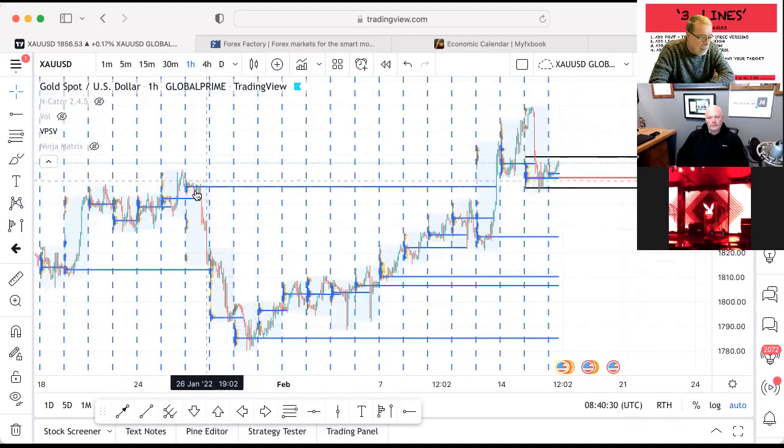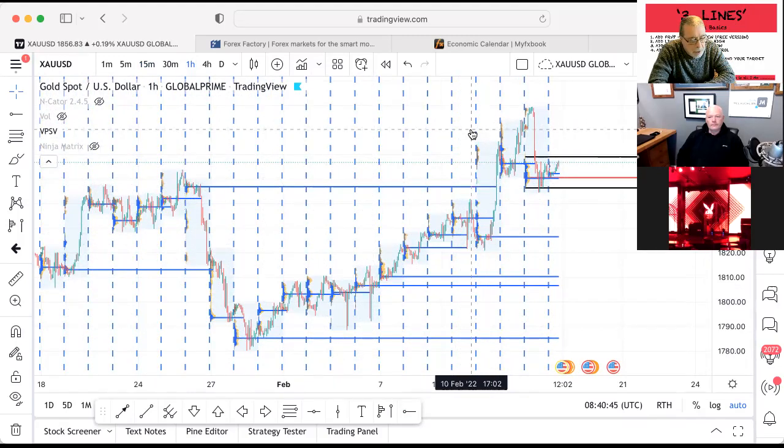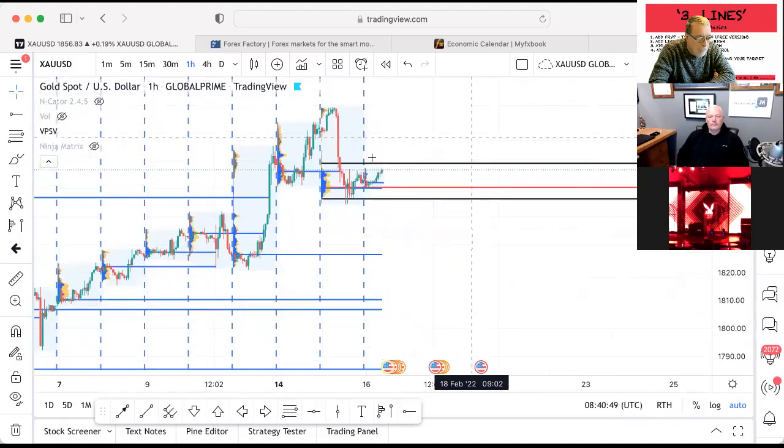As you can see, if you go back to the 25th of January, we were in a trending down market, and ever since the 28th of January, we've been trending upwards, with the exception of yesterday when there was quite a big drop. That's yesterday there.